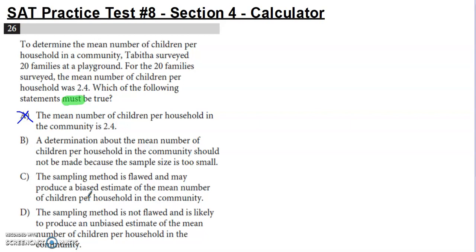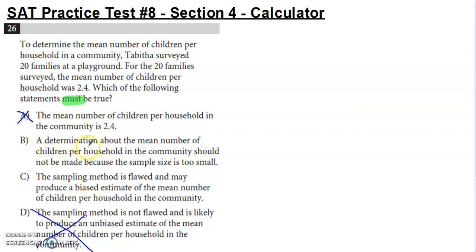The sampling method is not flawed and is likely to produce an unbiased estimate of the mean number of children in the household. I think we just said, it is flawed. They aren't going to be likely asking people how many children are in their household who have no children in their household at that playground. So that's a flawed sampling method. Let's see, B or C? I think we want to go with C.